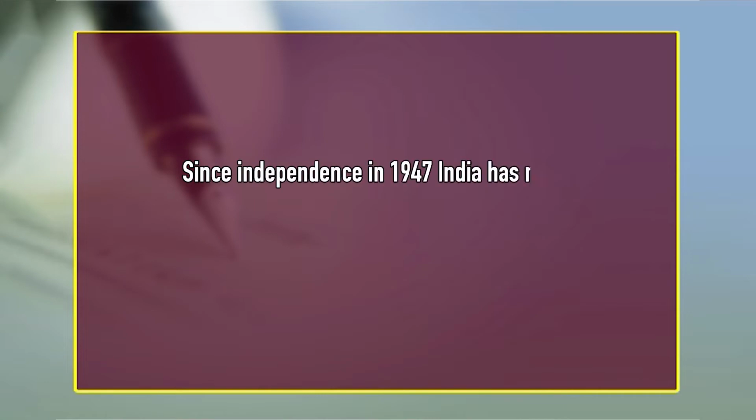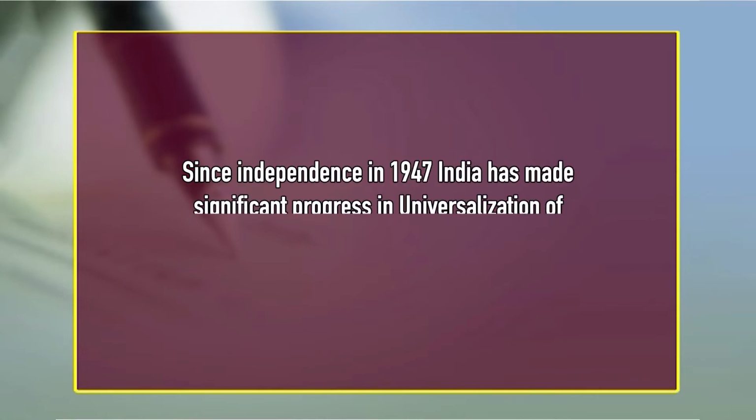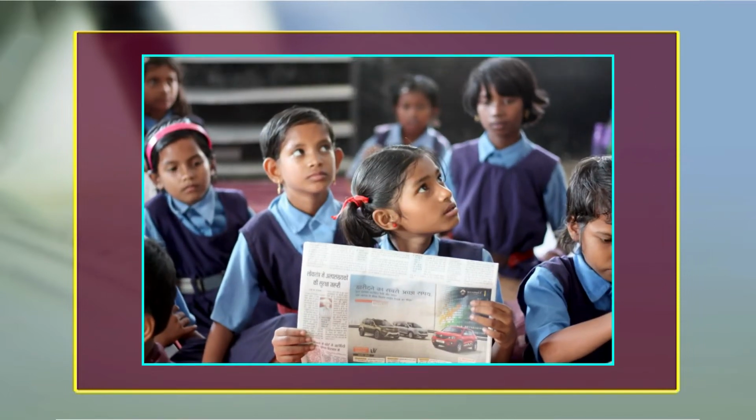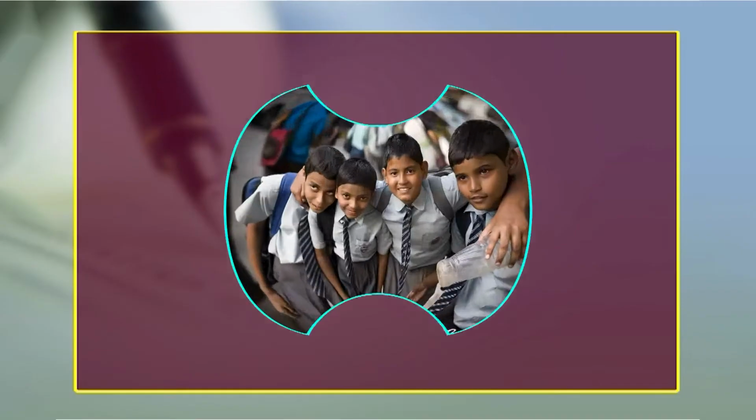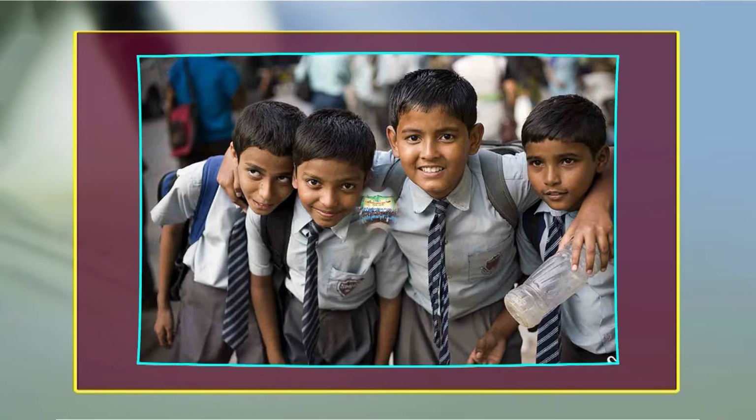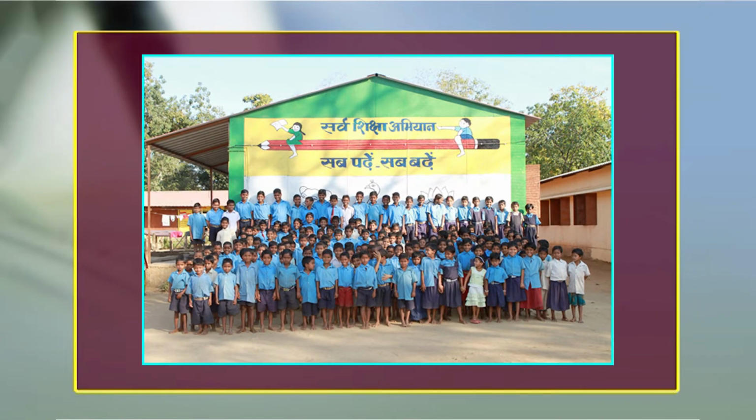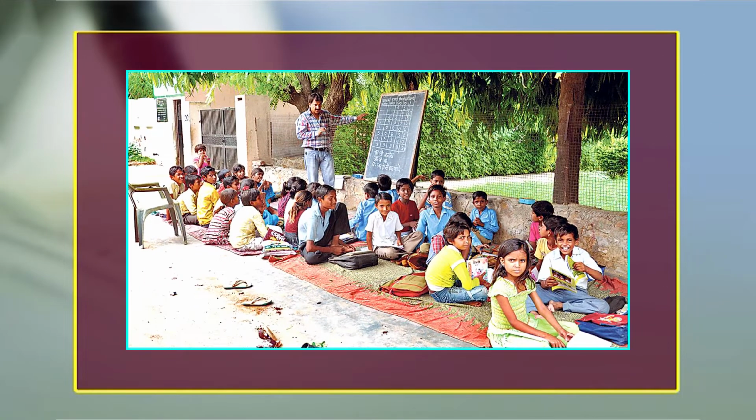Since independence in 1947, India has made significant progress in universalization of elementary education over a period of time. Number of schools across the country has increased manifold, and that's also evident from the percentage of habitations served by the primary and upper primary schools. Coverage of rural population and facilitation of primary and upper primary schooling got momentum since 2002-2003 under Sarva Shiksha Abhiyan.